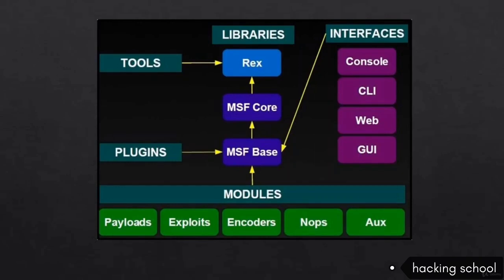MSF Core provides the basic API. It defines the Metasploit framework. So MSF Core provides the basic API, but MSF Base provides the friendly API. It provides simplified APIs for use in the framework. Now, in the modules, we have exploits, auxiliary, payloads, encoders, and no operation, that is NOPs.